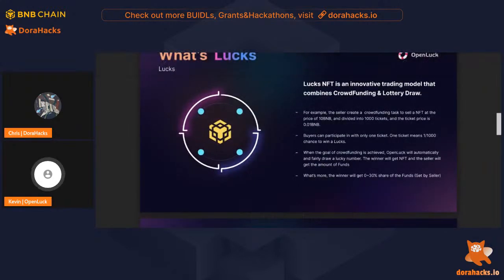Then we use Chainlink Keepers to help us securely and cost-efficiently automate the crowdfunding process, Chainlink price feeds to help us securely price NFTs, and VRF to help us fairly draw winners. With these integrations, Luck Trading participants will have stronger assurance that the Luck Trading model is fair and transparent.